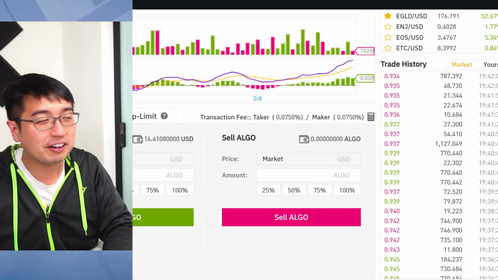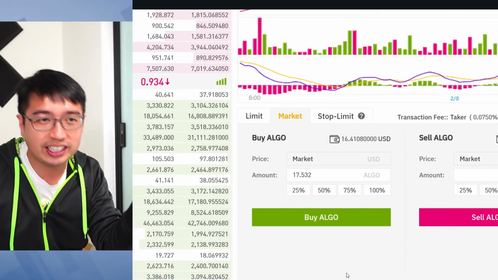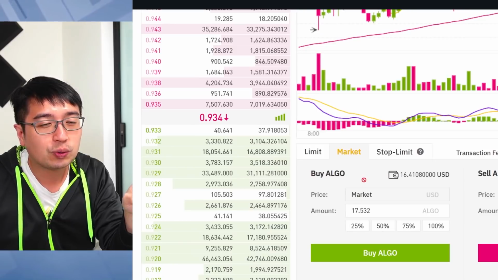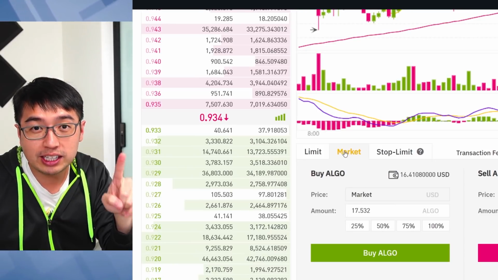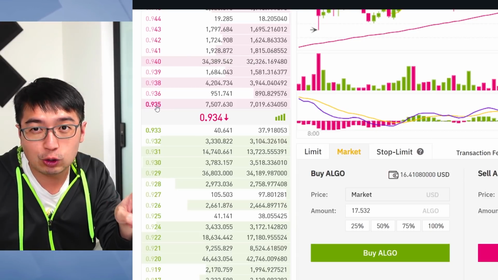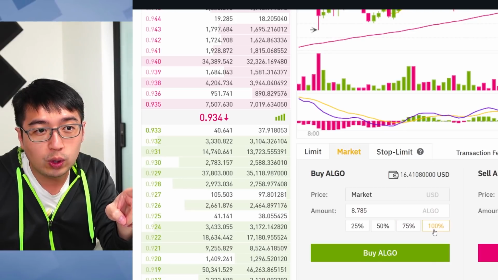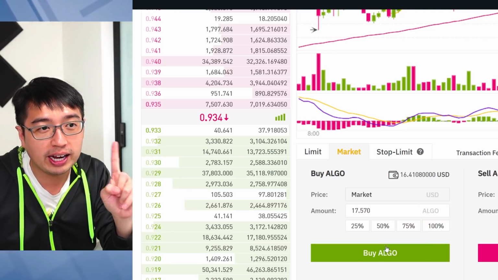I know if you're watching on a phone, it must be very painful to see all the small text, and there's no real easy way to show all of this. So right here, I'm doing a market buy. I'm set to market. It's a buy order, and it's going to fill the order at the lowest price here of 0.935, and I'm selecting 100% of my US dollar to buy algo.